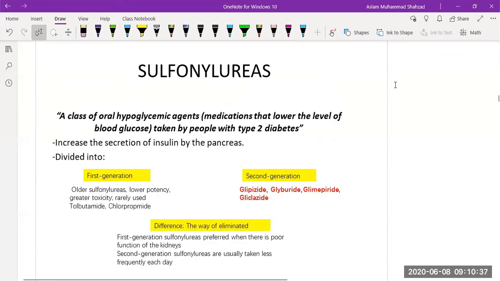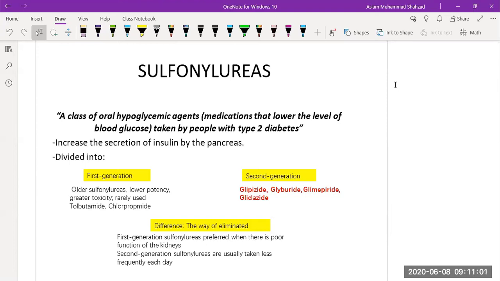Sulfonylureas are a class of oral hypoglycemic agents or medications that lower the level of blood glucose. As we know, all of them are responsible for decreasing the blood glucose level, and they are used for type 2 diabetes. They are classified into first generation, second generation, and third generation.